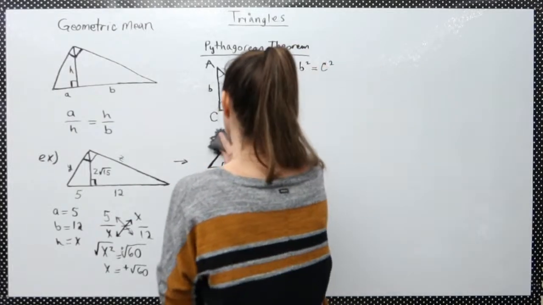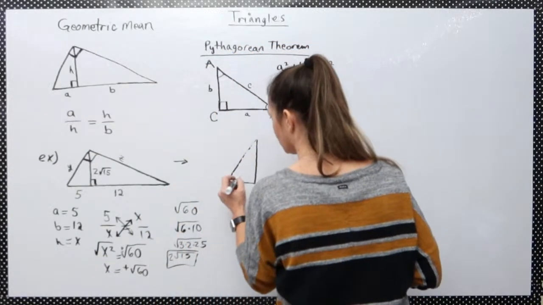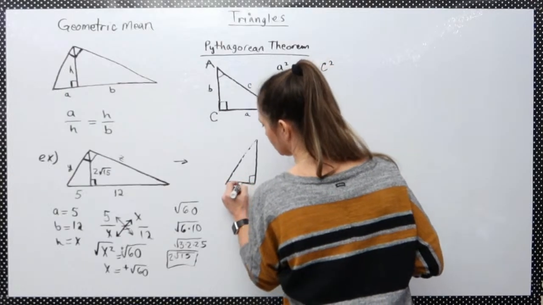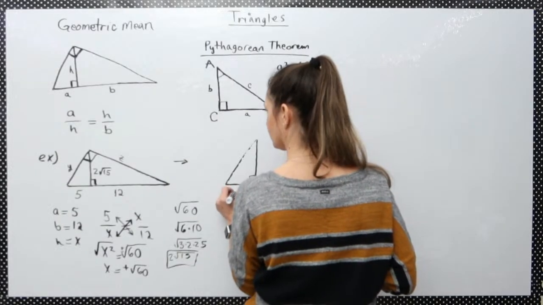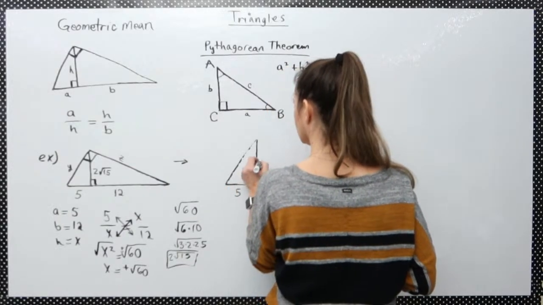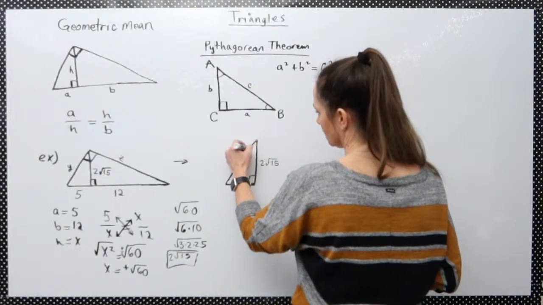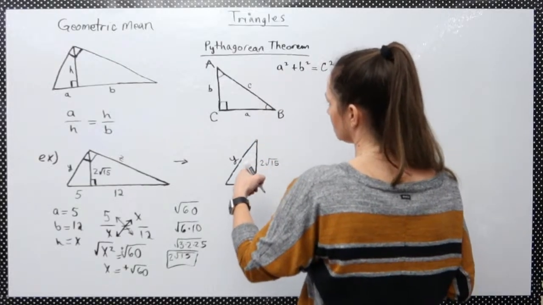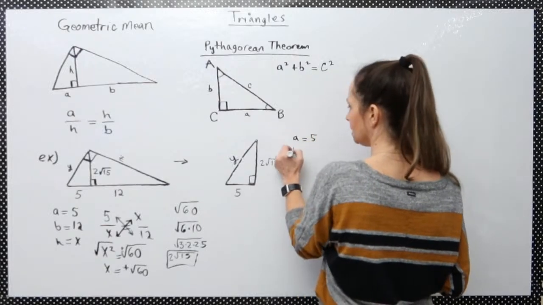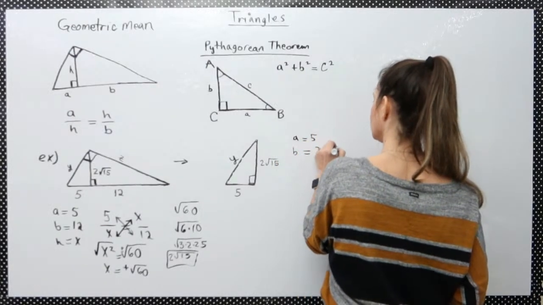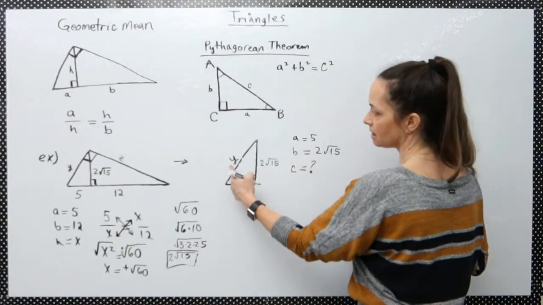Maybe I'll draw that a little bit bigger. Hang on. I've got that smaller one, and that's a right angle. It's saying that's 5, and that's 2 radical 15, and you're finding y. Then essentially A equals 5, B equals 2 radical 15, and C, I don't know what C is. C is my hypotenuse, it's y.